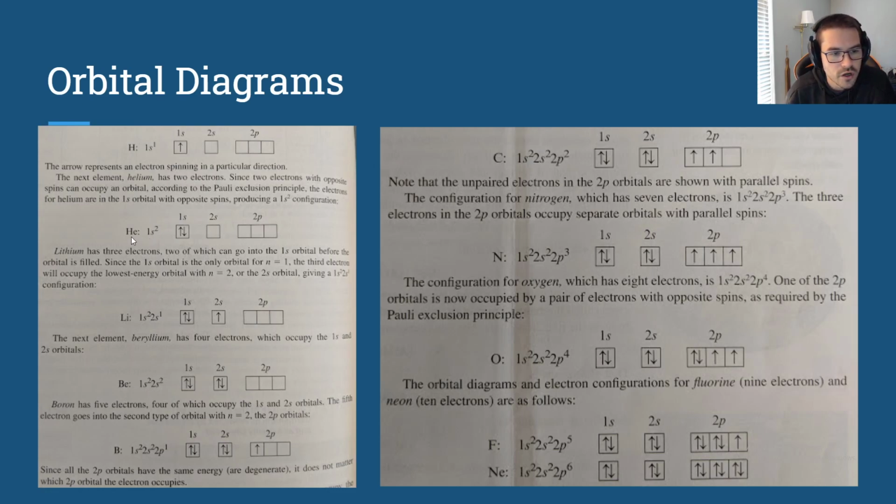Now the electron configuration for the next element, helium, is 1s2. This means that we have 2 electrons in the 1s orbital. So we need to have 2 arrows in the first box, and they have to be different spin, right? So up arrow, down arrow.